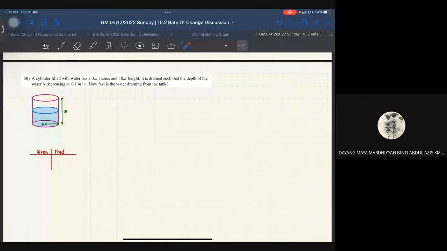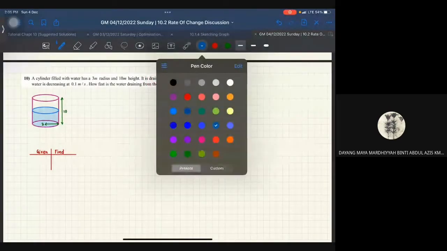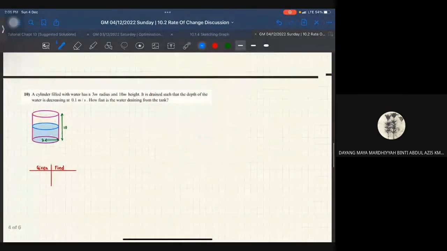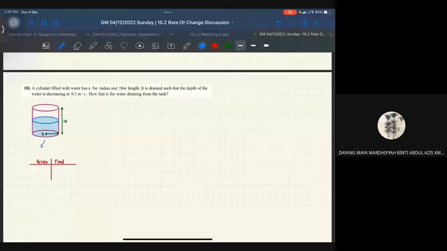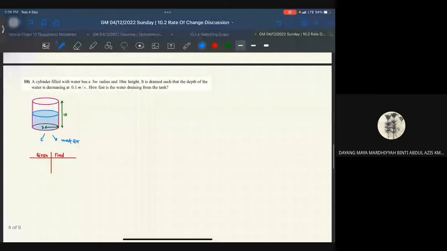Okay, and then it is drained. So it is drained, maksudnya the water is coming out from the cylinder. Okay, so dia akan terkeluar ke sana and ke sana. So this is water. Okay, and then so it is drained such that the depth of the water is decreasing at 0.1 meter per second. So what is this information yang dibagi dekat awak? What is this 0.1 meter per second?